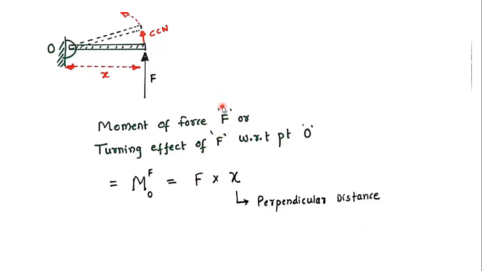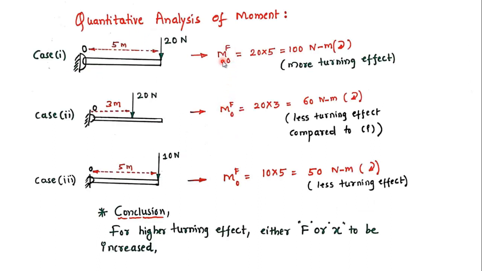Okay, now let us see a calculative approach to understanding moment. It is not a big analysis, but this will help us to know moment even better. So I have listed three cases. In the first case, you see, I have taken a value of 20 Newton for force and 5 for perpendicular distance. So if we evaluate, it is 20 into 5, 100 Newton meter.